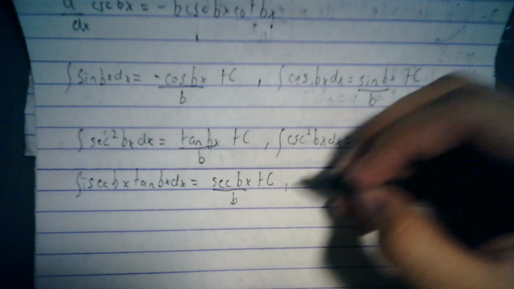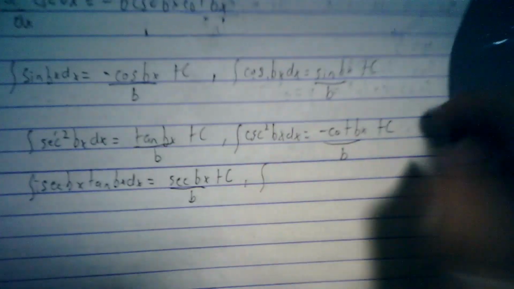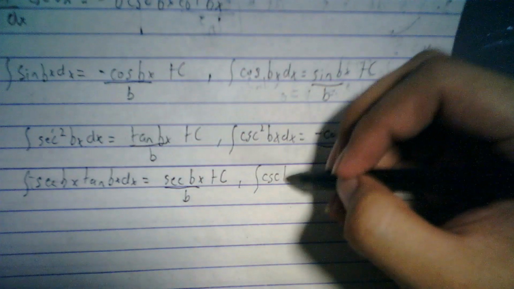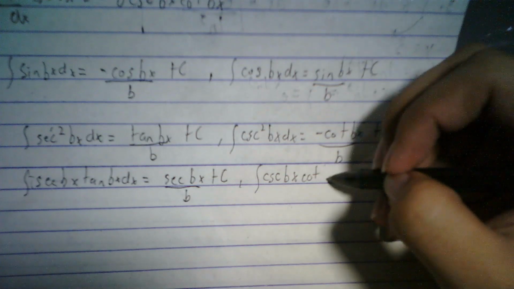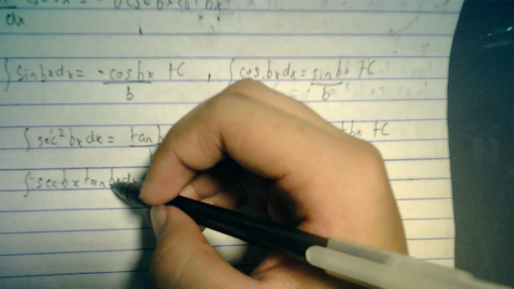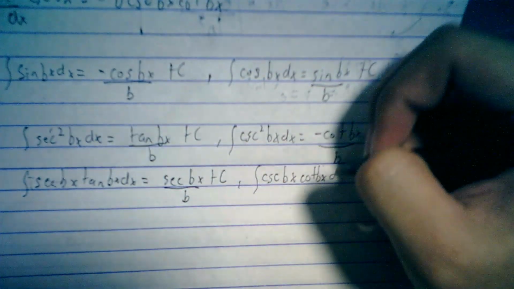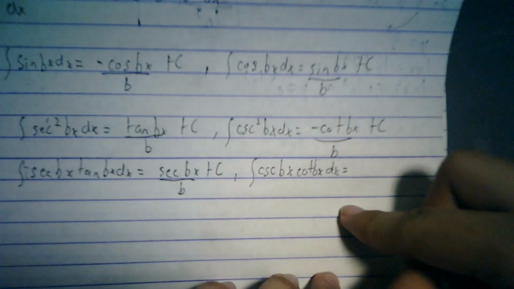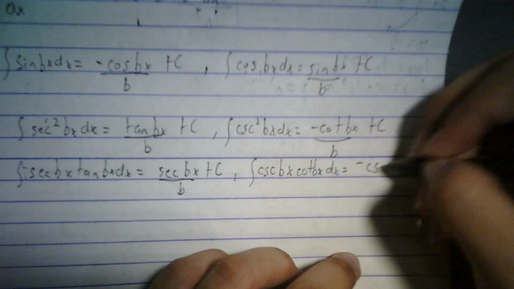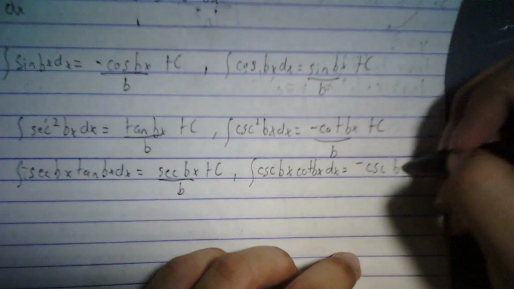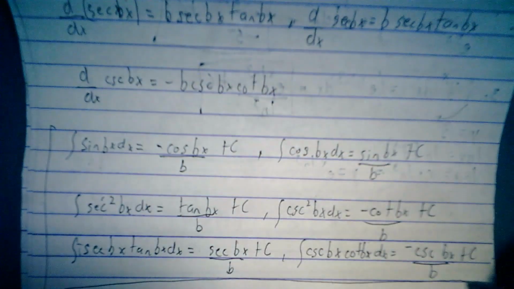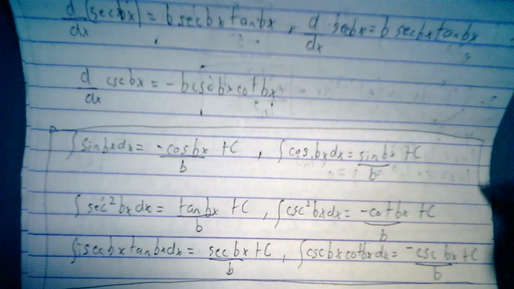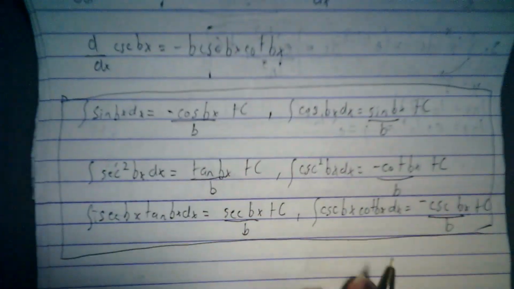And lastly, the integral of cosecant bx cotangent bx dx is just equals to the negative cosecant bx over b plus c. So this is our formula for trigonometric functions.